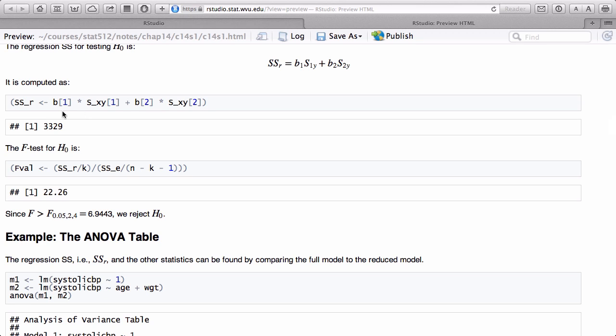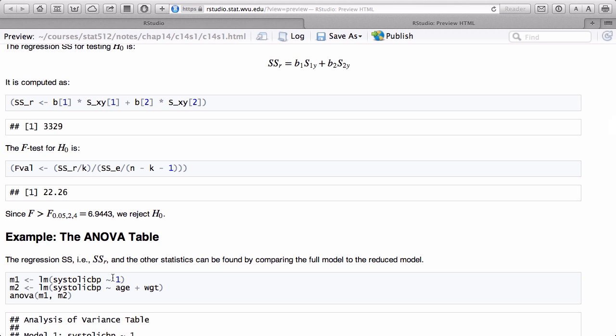Now, how do I compute the sum of squares due to regression? It turns out that you can compute it as beta 1 times the sum of cross products of the x's and y's plus beta 2 times the corresponding cross products for element 2. That will give us the sum of squares due to regression. And we can do an F test by taking the sum of squares due to regression divided by k, which is 2 in our case, divided by the sum of squares due to error over n minus k minus 1. We get an F test of 22.26, and the corresponding critical value is 6.89, so we're going to reject.